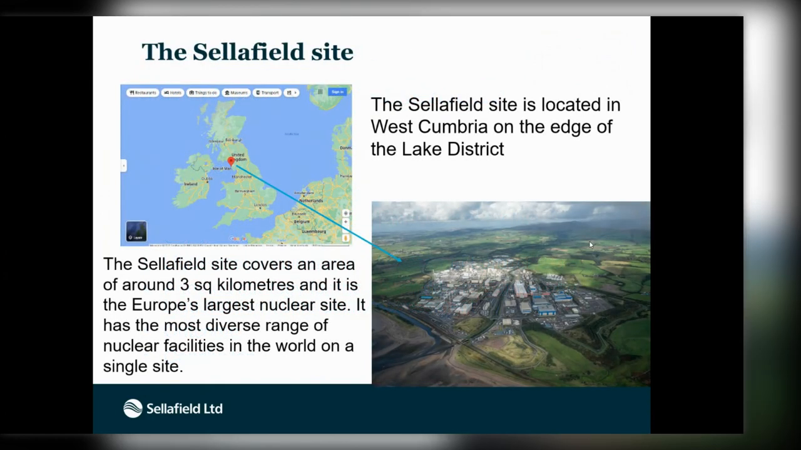As Andreas said, the Sellafield site is located in West Cumbria on the edge of the Lake District, in the northwest of England. The Sellafield site covers an area of around 3 square kilometers and is Europe's largest nuclear site. It has the most diverse range of nuclear facilities in the world on a single site. As Andreas was saying, there are around 1,300 facilities on the Sellafield site.